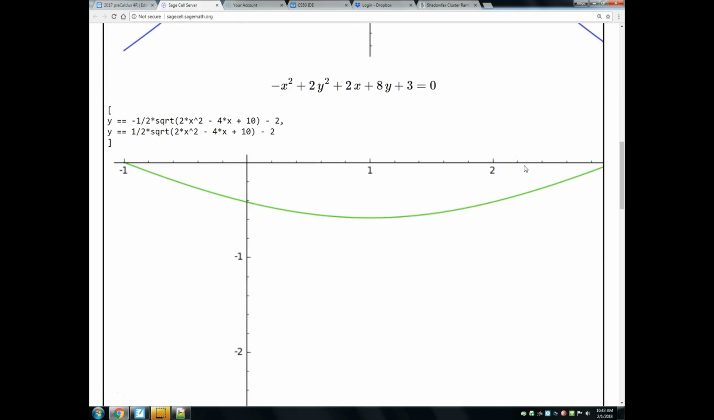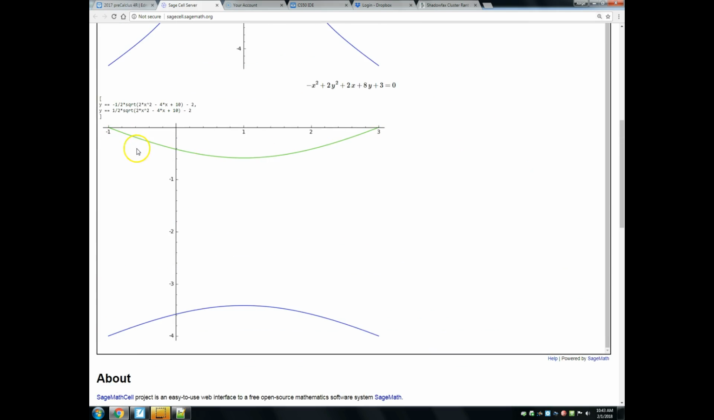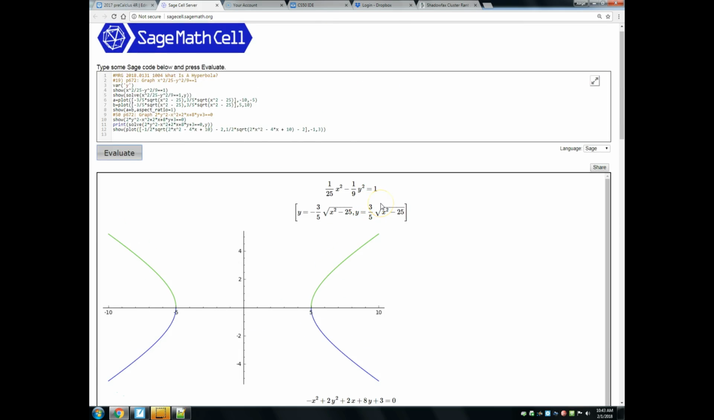And boom, here it is. Okay, so there's the hyperbola. There's the top branch, and there's the bottom branch. Each one separately is a function, but together, this is not a function, doesn't pass the vertical line test. That is the hyperbola. Is the aspect ratio okay? It's not bad. I think that's not bad. Leave it.